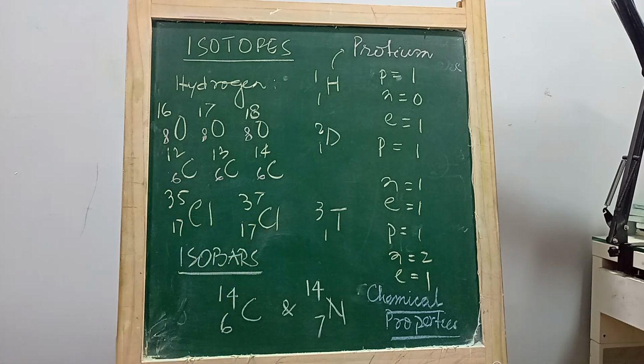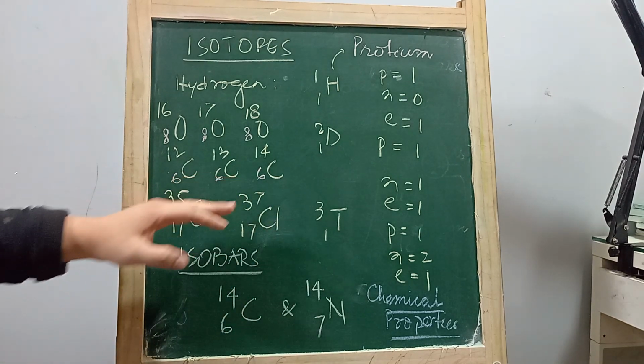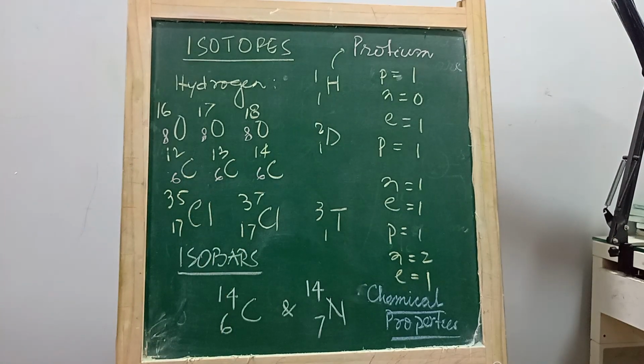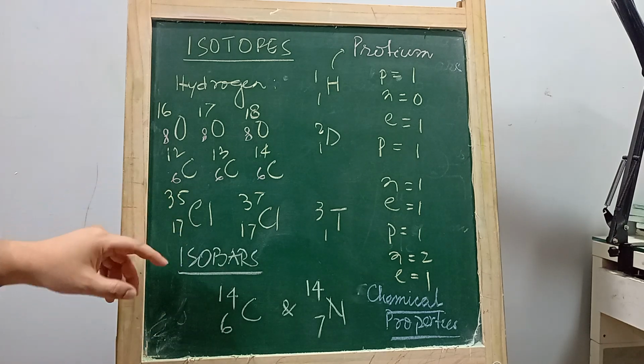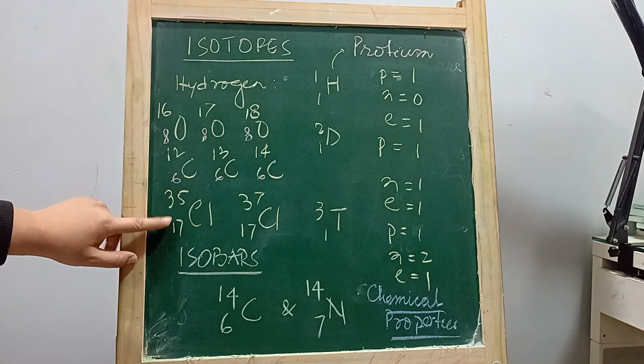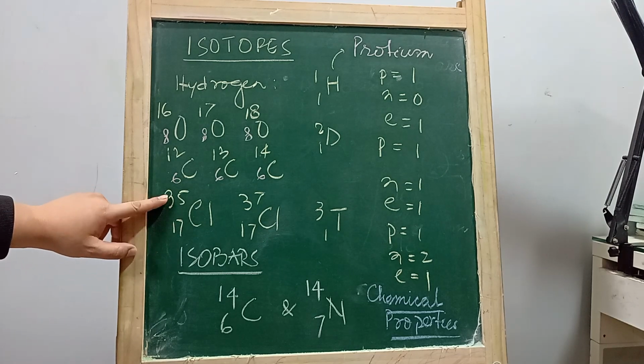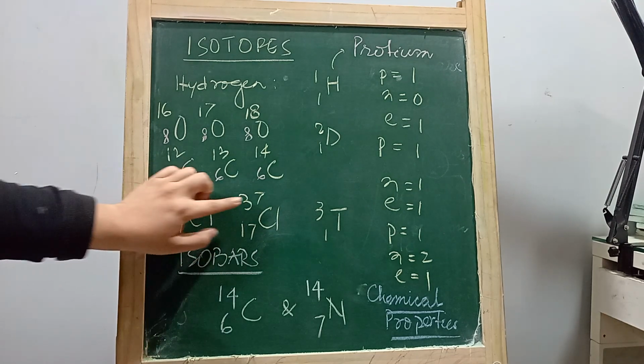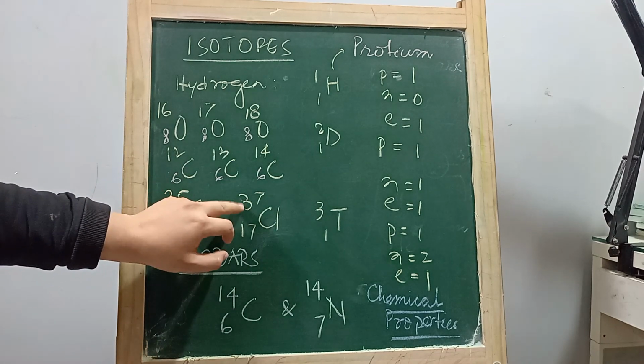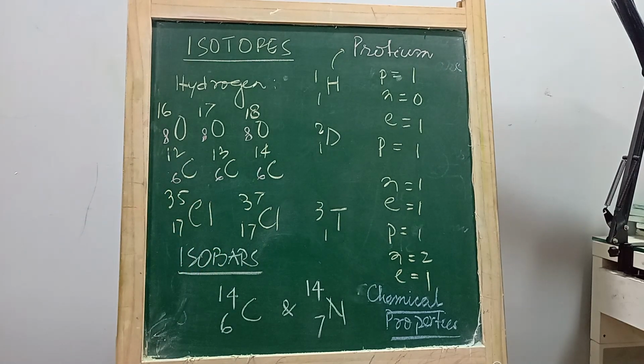Now, chlorine has two isotopes, chlorine 35 and chlorine 37, which differ in mass number, and it is due to the difference in number of neutrons. And how will you calculate the number of neutrons? Just subtract the number of protons, or atomic number, from the mass number. You'll get the number of neutrons. You see the number of neutrons there. The difference is 2 neutrons. It has two more neutrons than this.